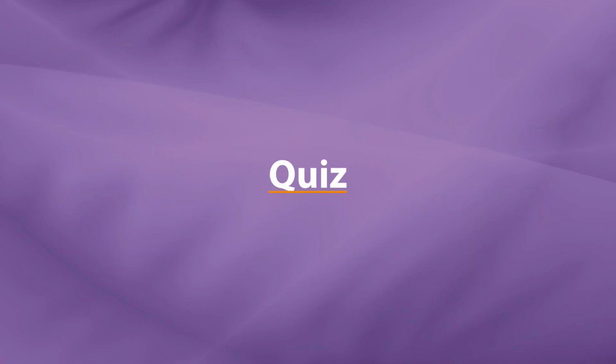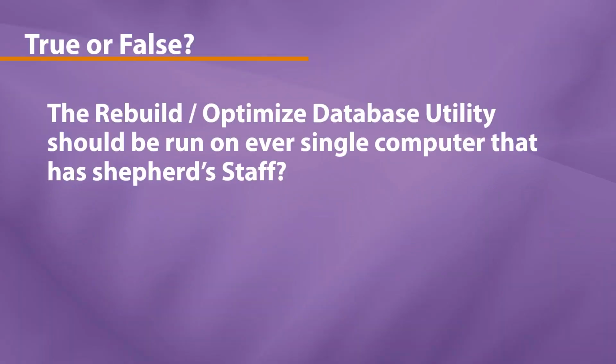And the first quiz question is true or false? The rebuild/optimize database utility should be run on every single computer that has Shepherd Staff. True or false? So I will go ahead and open this up for questions here, and then we'll give you a few seconds to respond. Once we get all of our answers in, we'll answer: should the rebuild and optimize utility be run on every single computer that has Shepherd Staff?